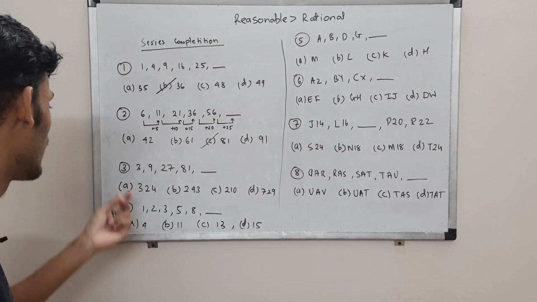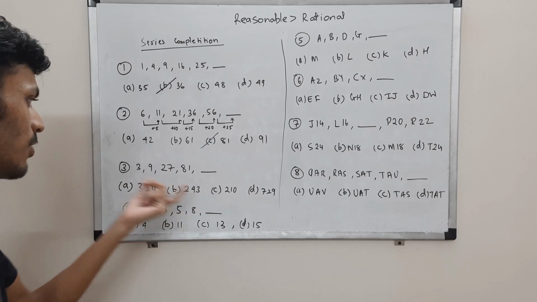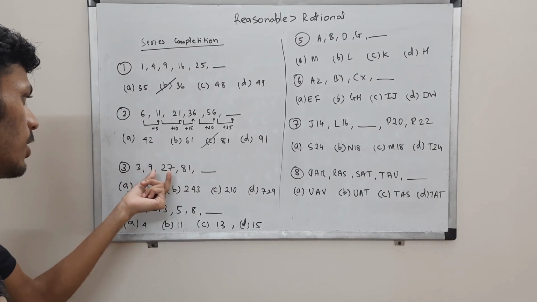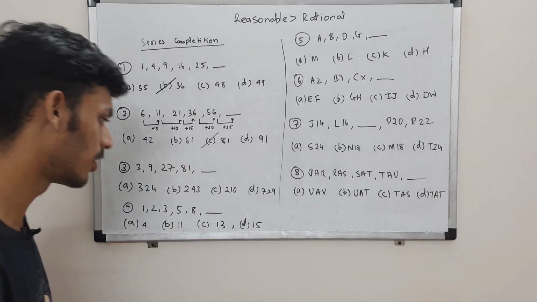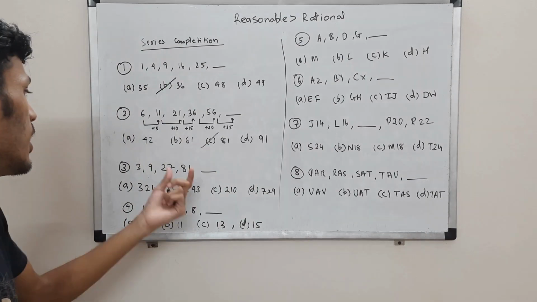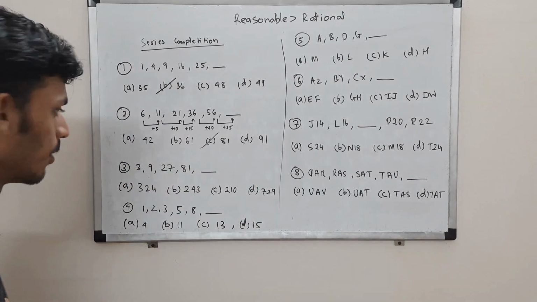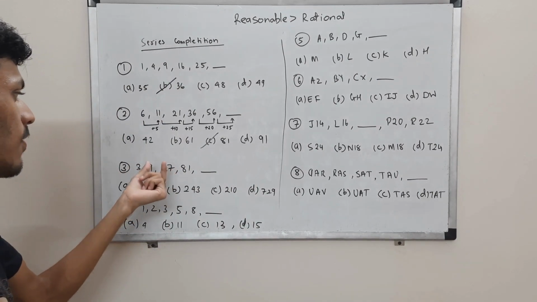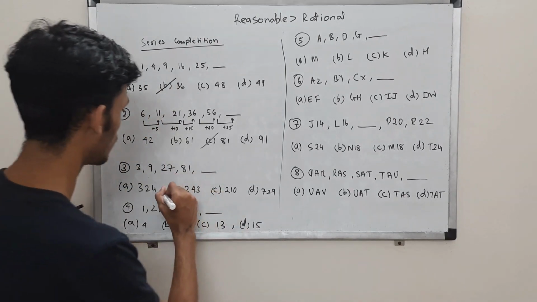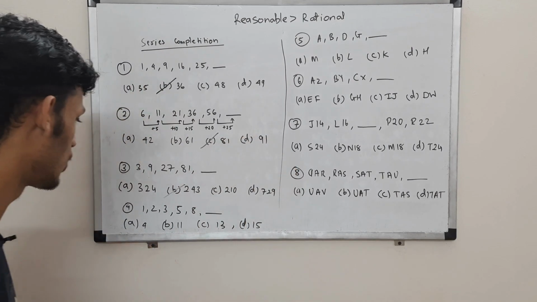Okay, let's come to this one. This one is simple: 3, 9, 27, 81. These are powers of 3. 3, 3 square 9, 3 to the power 3, 27, 3 to the power 4, 81. So 81 into 3, that will be our next answer. You are just multiplying by 3. 3 3s are 9, 9 3s are 27, 27 3s are 81, 81 3s are 243. So option B, 243 is the correct choice over here.